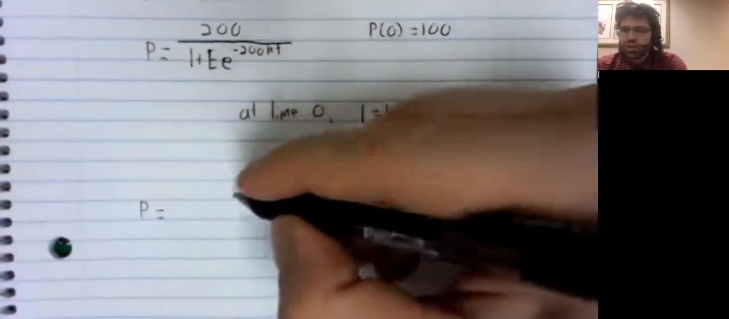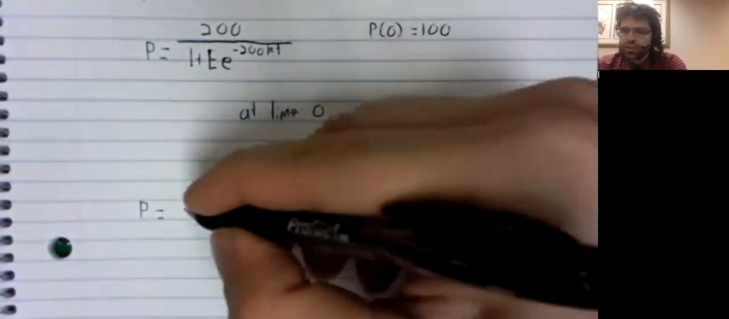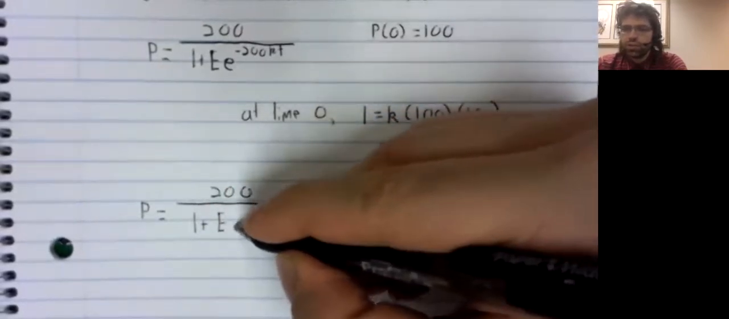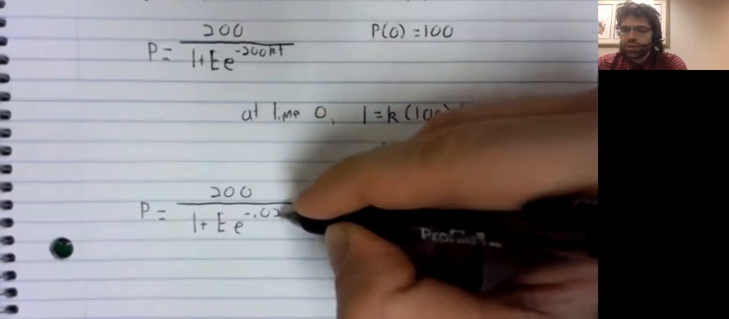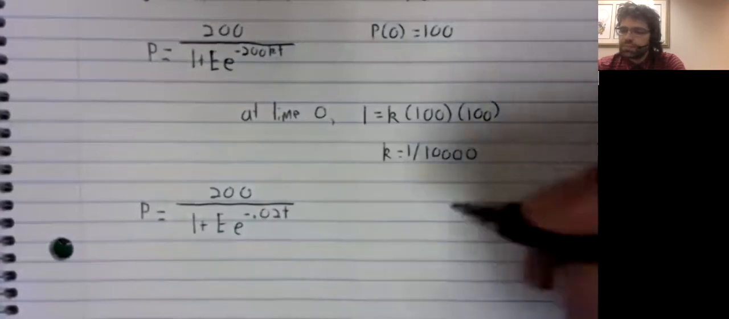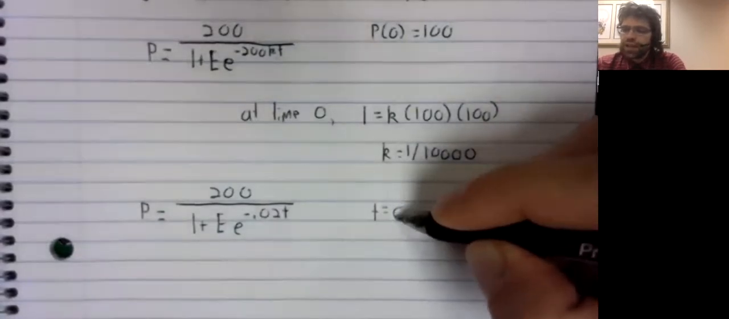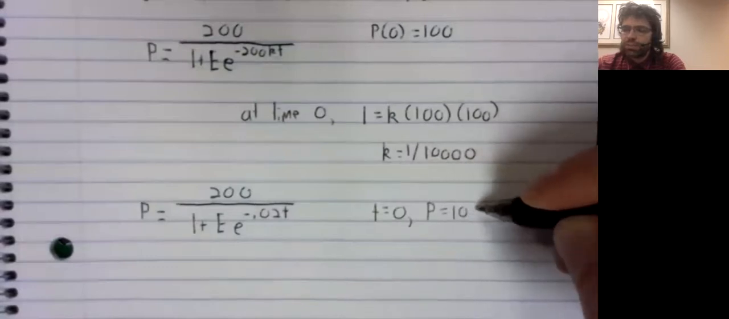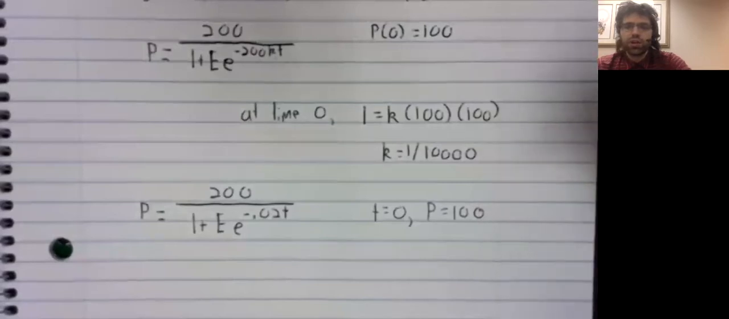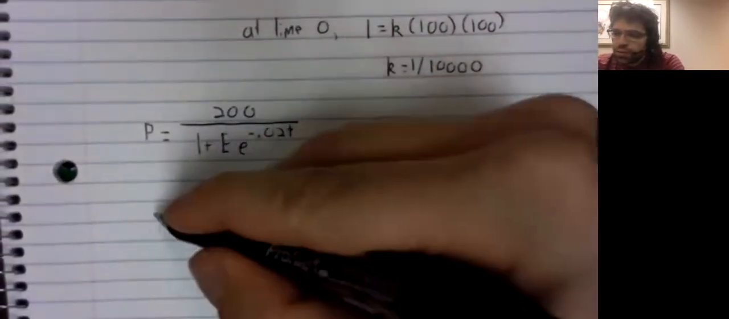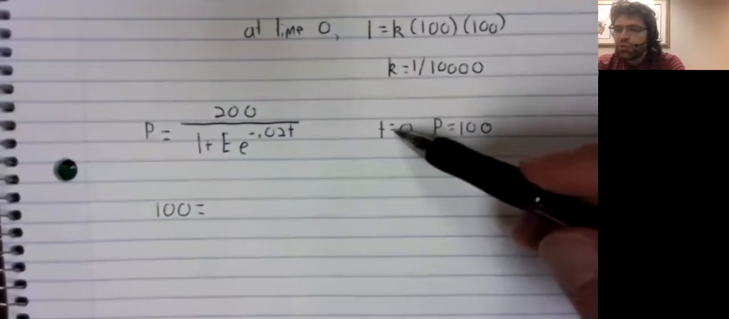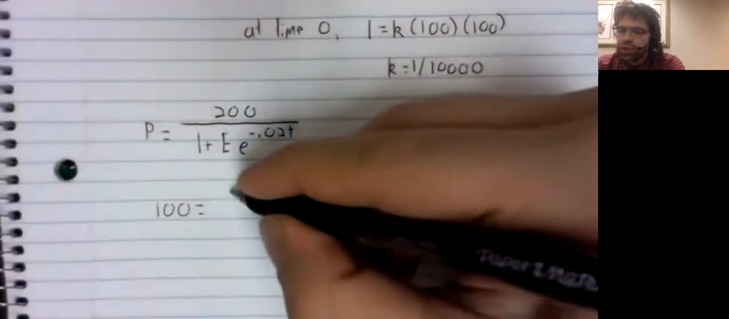The population is 200 divided by 1 plus this unknown times the exponential of negative 0.02 t. And once again, using the fact that at time zero, the population is 100, we have that P equals 100. When t is zero, this exponential is one.